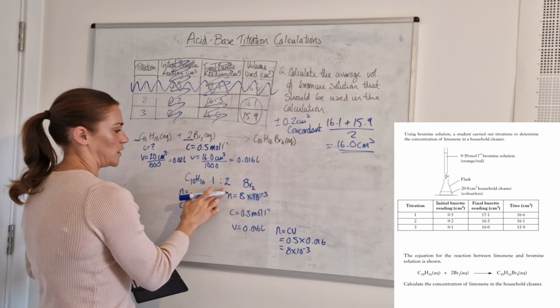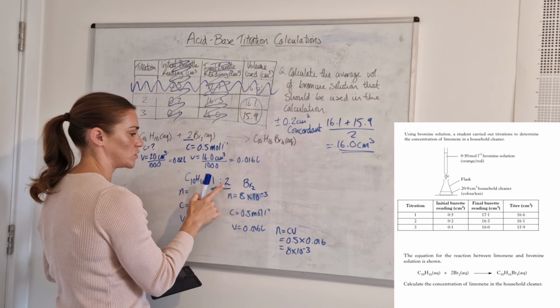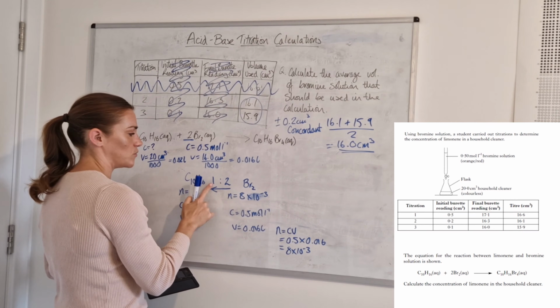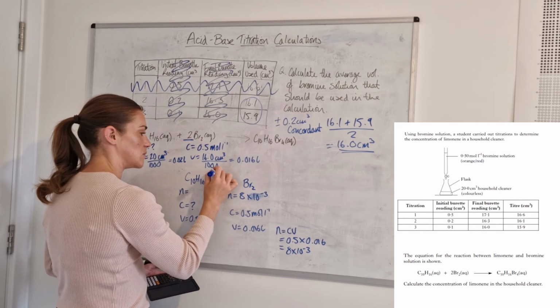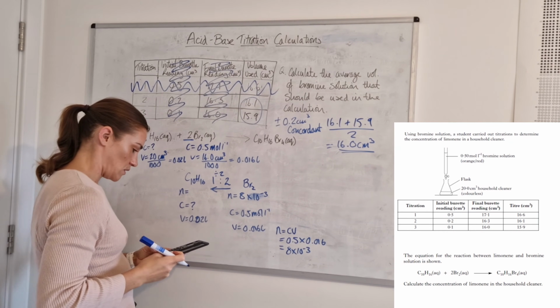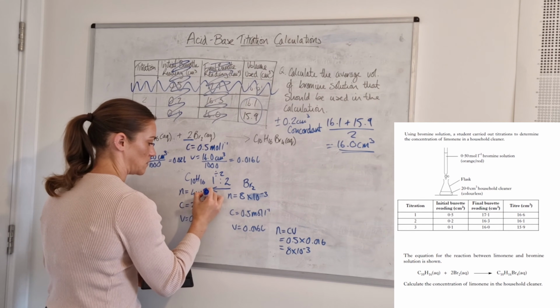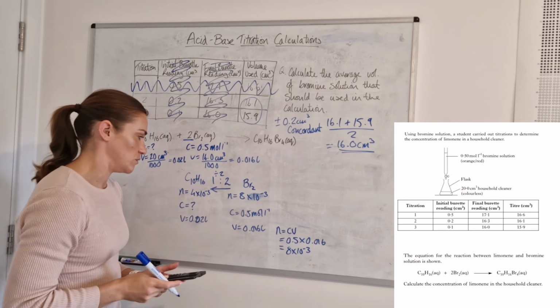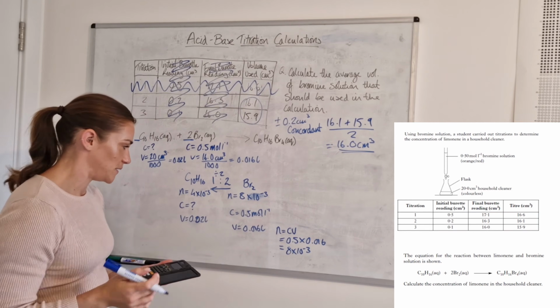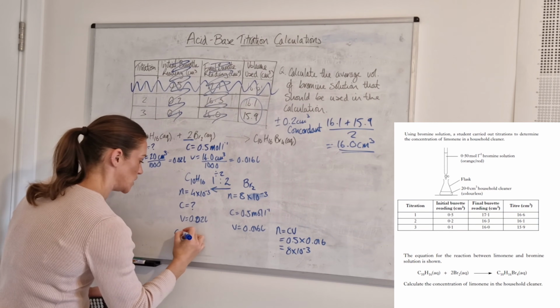Now we can use our mole ratio to move across. So it's 2 moles to 1 mole. So if we're going from 2 to 1, that means we're dividing by 2. So I need to divide this by 2, which gives us 4 times 10 to the minus 3, or 0.004. Again, either is fine. Now we've got the moles here and the volume, we can work out the concentration.